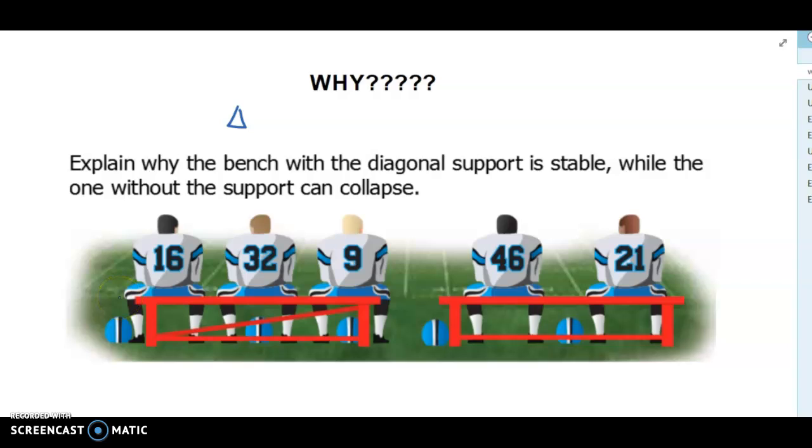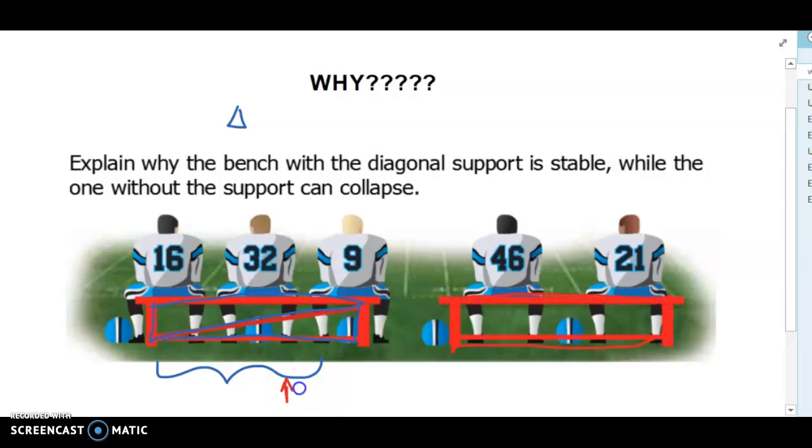So if we look at these 2 benches that these football players are sitting on, we see that this one right here is basically constructed of 2 triangles, okay? So it's like a rectangle, but then there's a diagonal that makes 2 triangles. And then the other one over here doesn't have that diagonal piece, it's just a straight up rectangle.